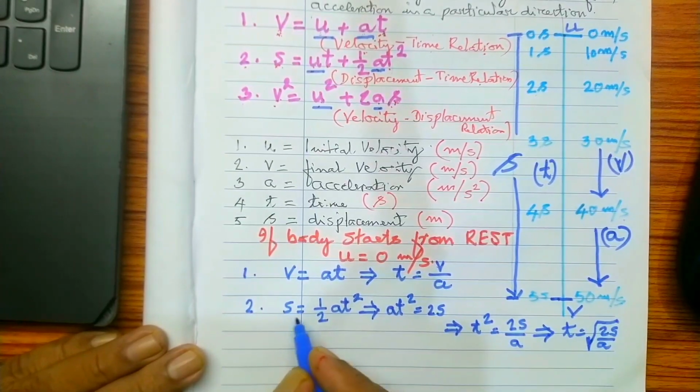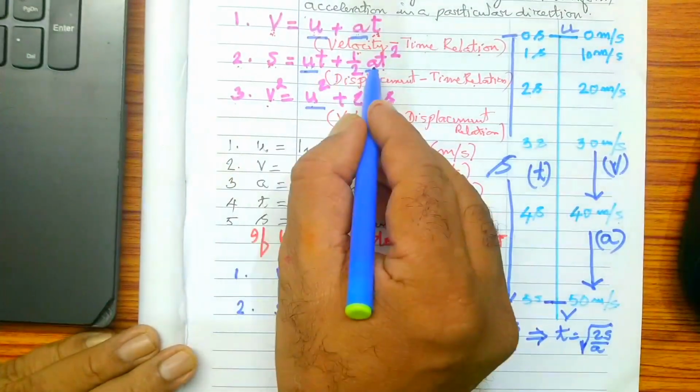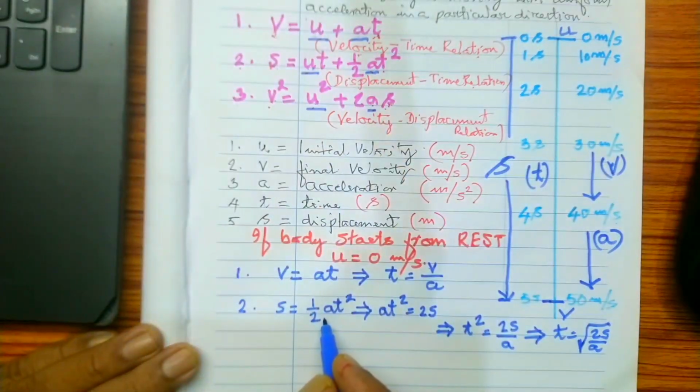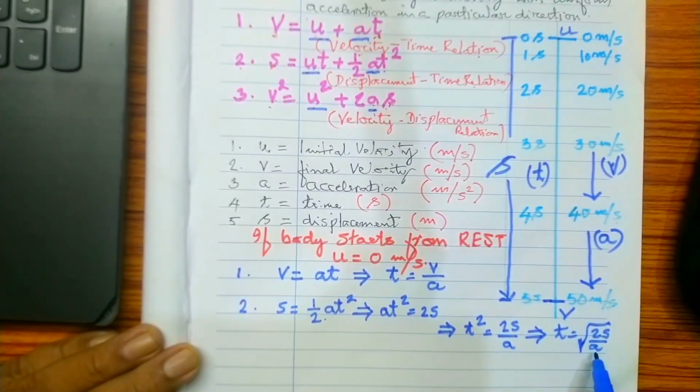I am once again explaining, from the second equation we are getting s is equal to 0 plus half at square, we are getting half at square, cross multiplication, at square is equal to 2s. Now I would like to calculate t square is equal to 2s by a, and if you take the square root on both sides, t is equal to square root of 2s by a. So we have got the t value.